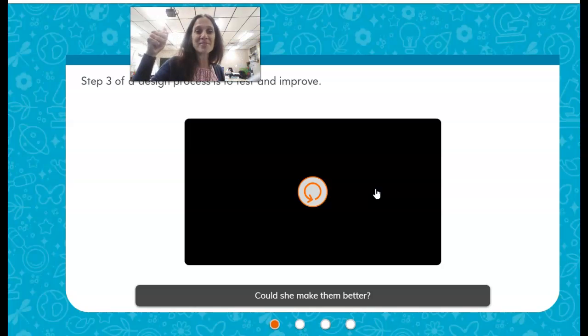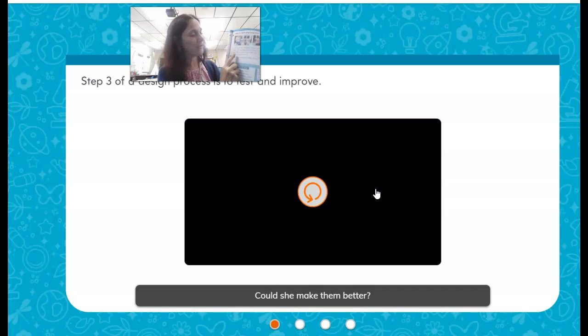So the first step is to think of a problem, see your problem. Second step is to design and build. The third step is to test and improve. So I want you to write test and improve right there in that line. That is the third step of the design process. So the fourth step, let's talk about that.